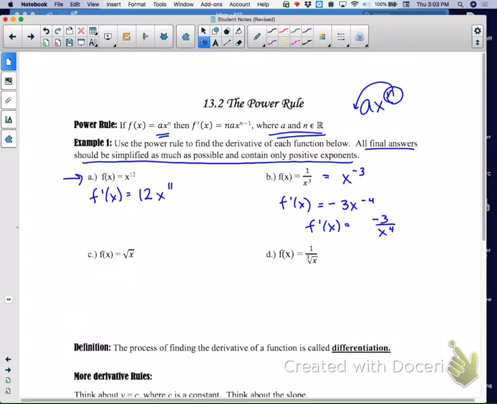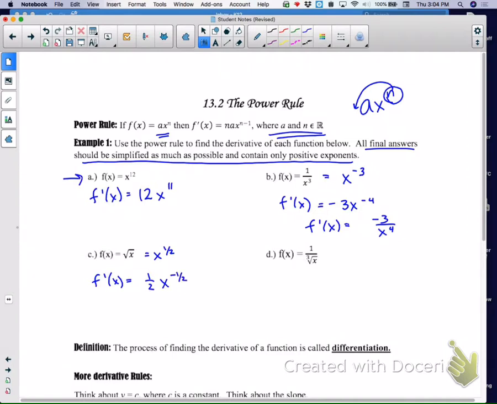Now c, again, right now I can't do that. I need to write it as x to some power. Well, a square root is the same thing as a 1/2 power. So I multiply that down in front. Bring the power down 1. Now, when I bring the power down 1, I'm subtracting 1. So 1/2 minus 1 would give me a negative 1/2.